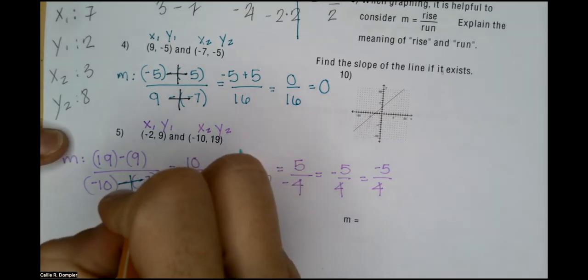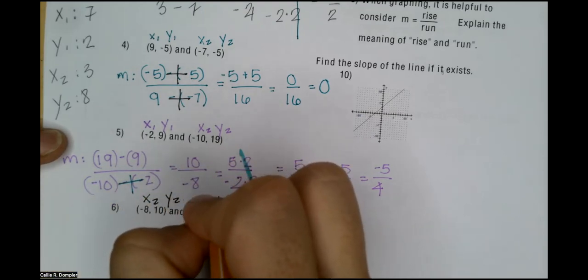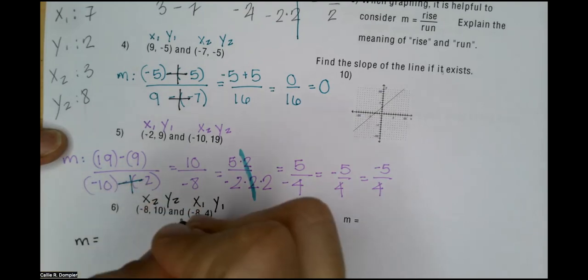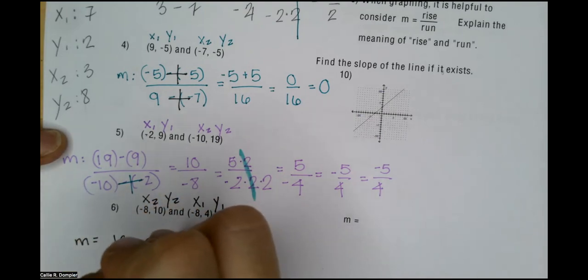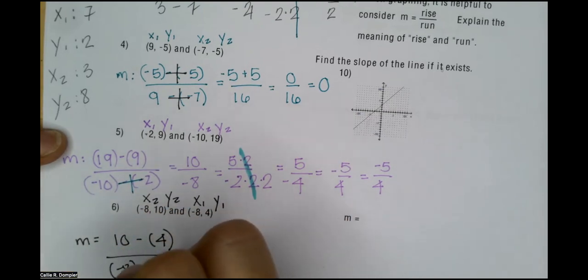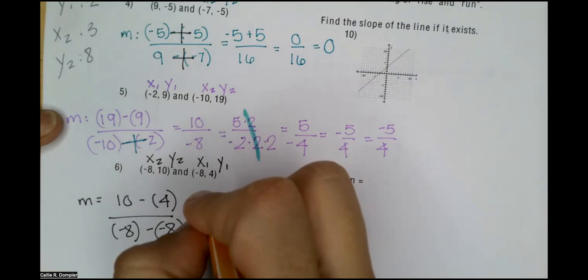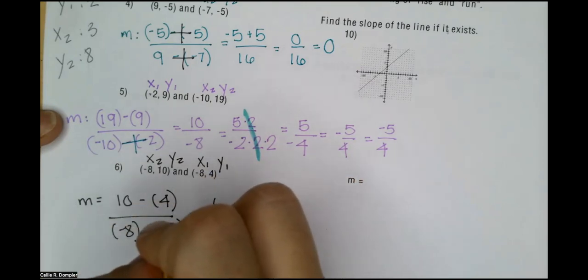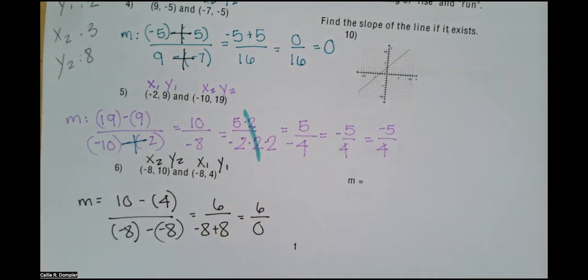Negative 8, 10, and just for fun, I'll say this is my x2, this is my y2, this is my x1, this is my y1. So now I have slope is, well, we start with your y's on top, 10 minus 4 divided by negative 8 minus negative 8. All right. 10 minus 4 is 6. Negative 8 plus 8 is 0, so 6 divided by 0. All right, be careful because here we have 0 divided by 16.